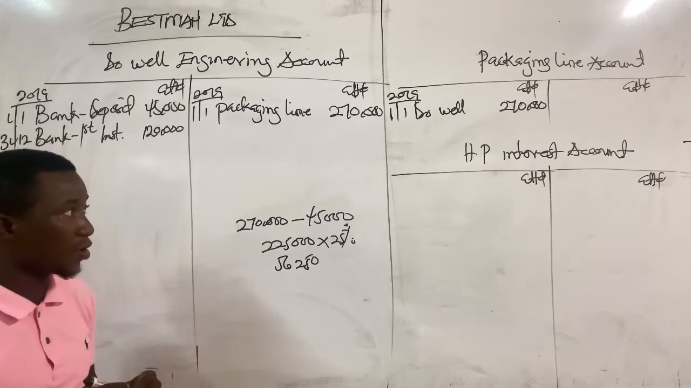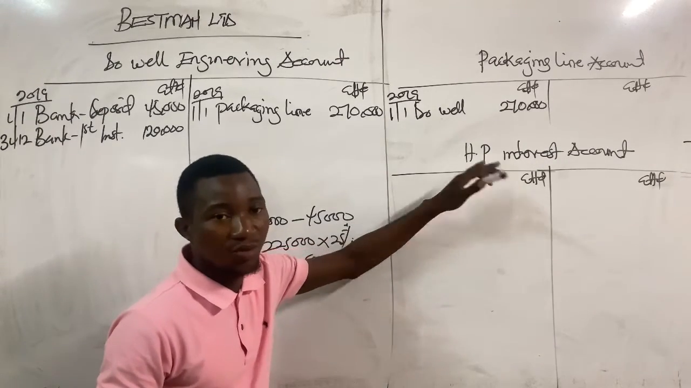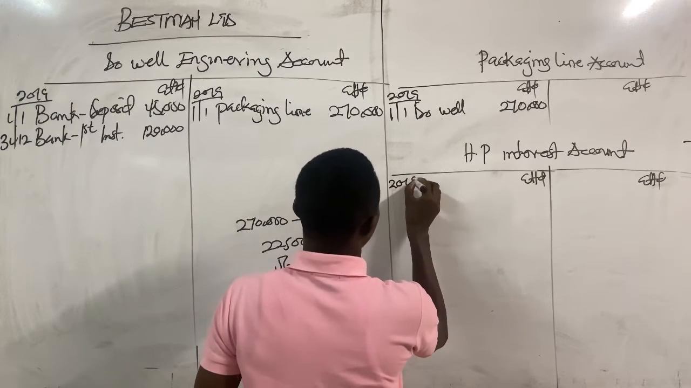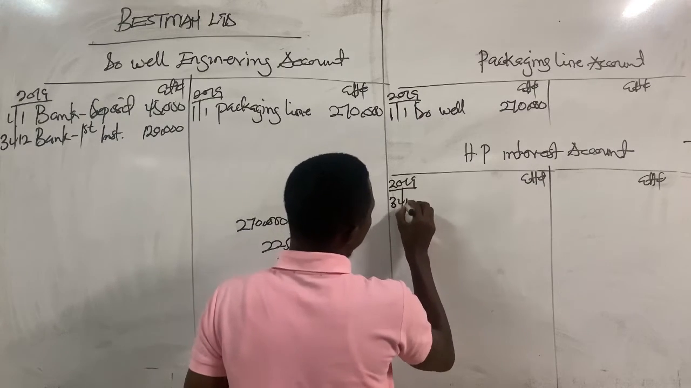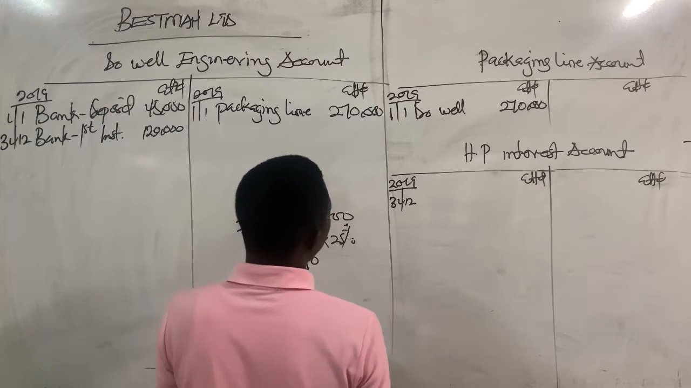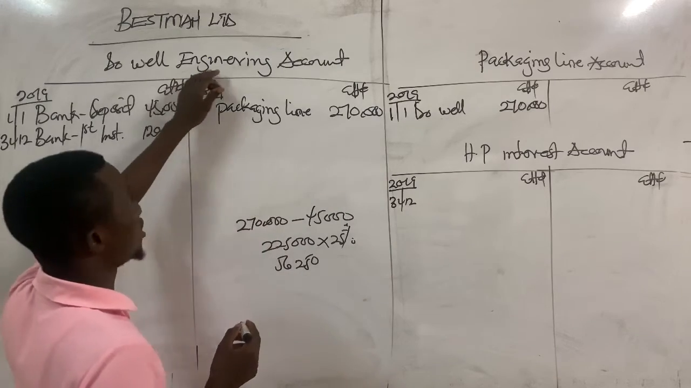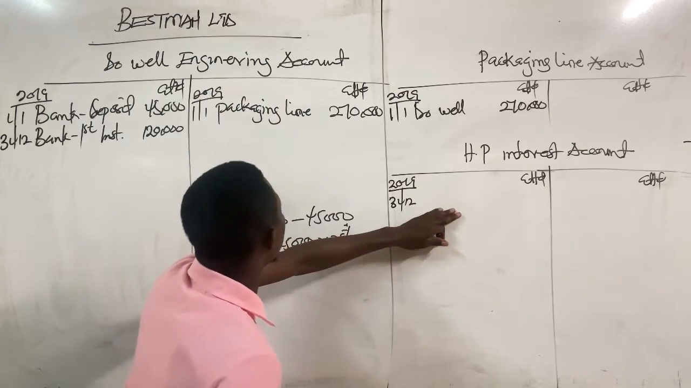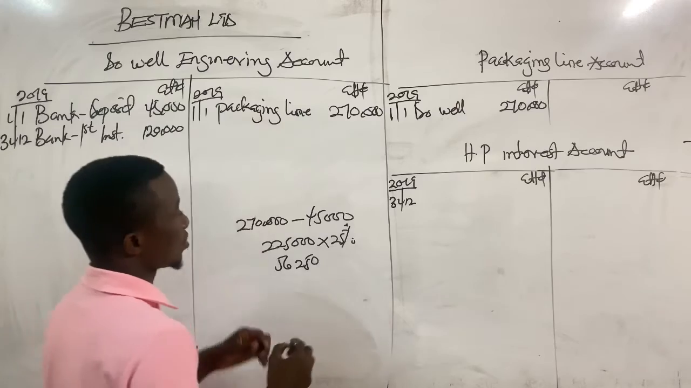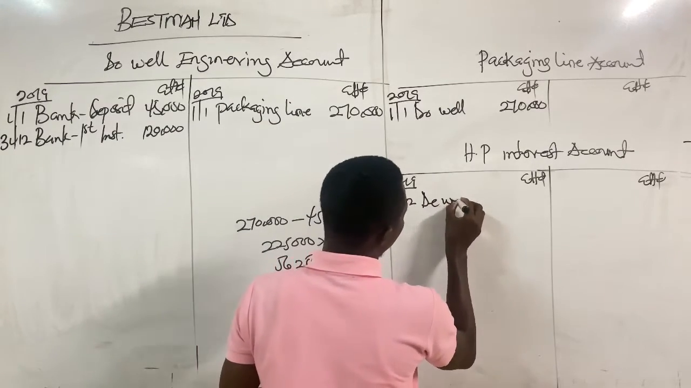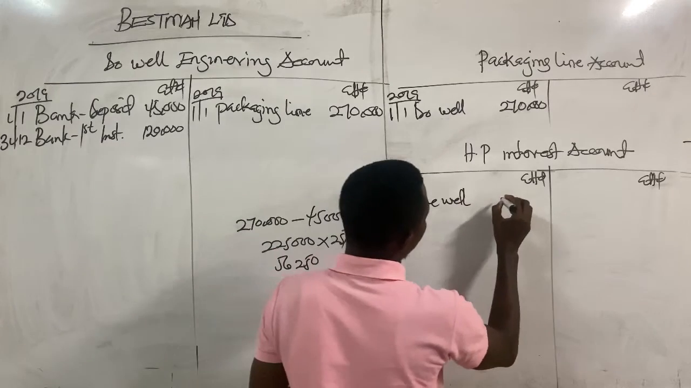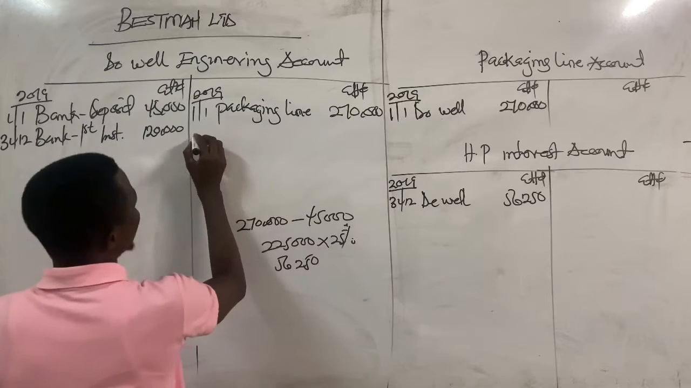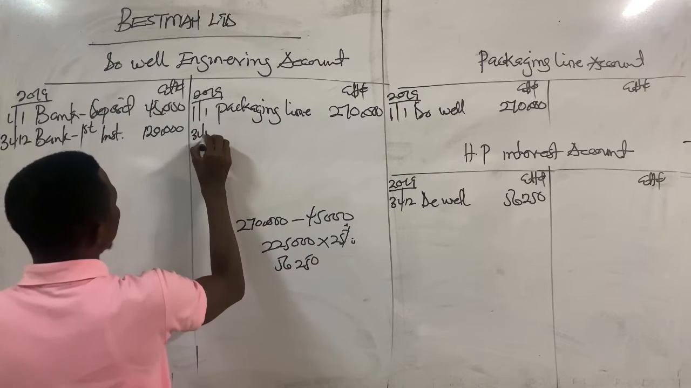interest for 2019. Okay, so when we come to hire purchase interest account, we debit it because it is an expense. So that is 2019, and we calculate interest at the end of the year. Okay, and this interest will be received by Dual Engineering, who is the hire vendor. So we debit the hire purchase interest account and credit the hire vendor's account. So this will be Dual Engineering, and the amount is 56,250. So this will be at the end of the year, 31st December.